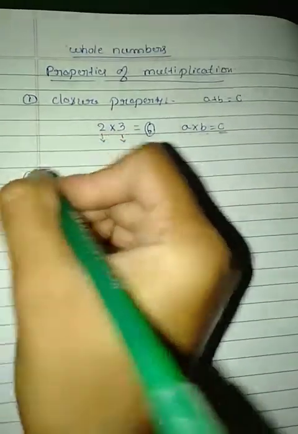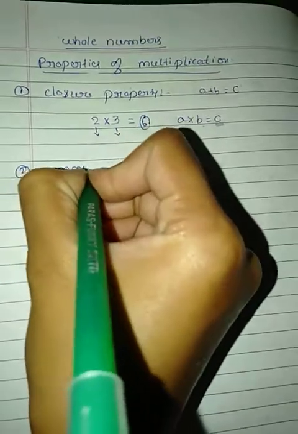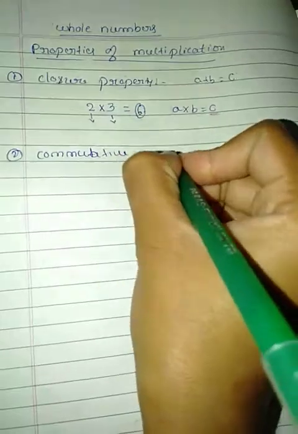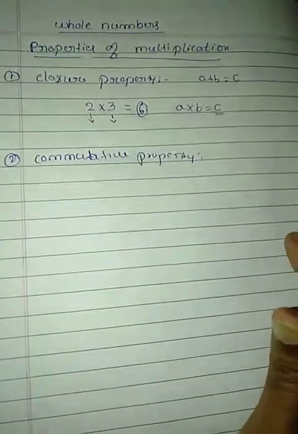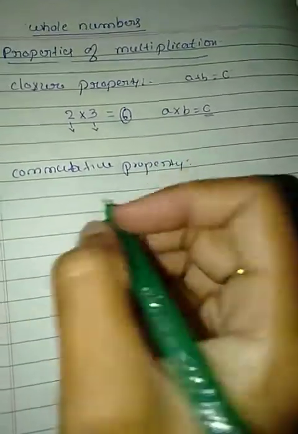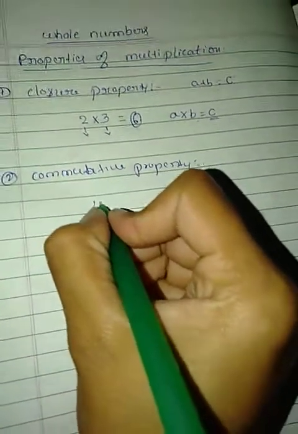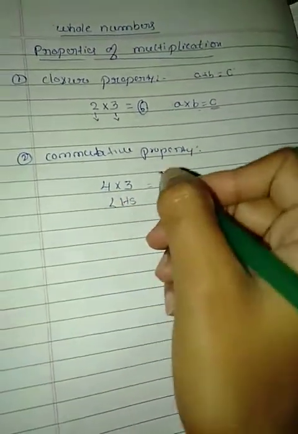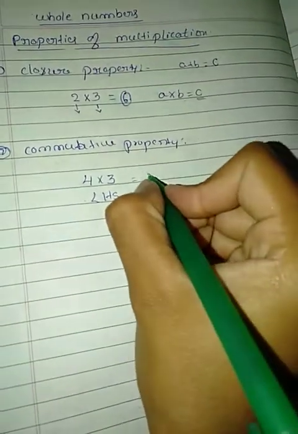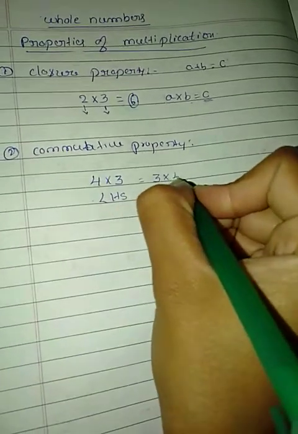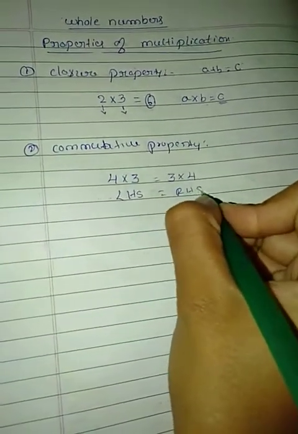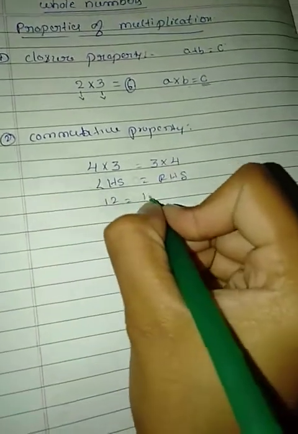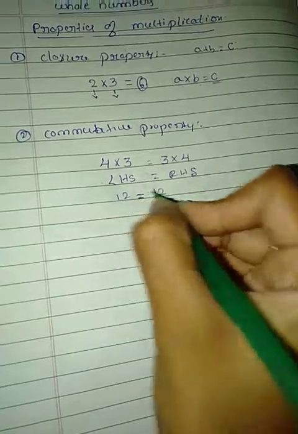The next property is commutative property. So what is commutative property? First take two whole numbers, 4 into 3. This is LHS. Now change the order of these numbers. First write 3, then write 4. This is RHS. Multiply now. 4 3s are 12, 3 4s are 12. So here LHS is equal to RHS.